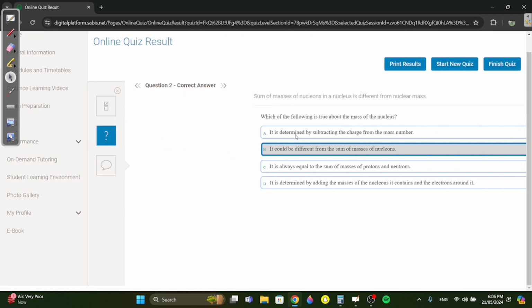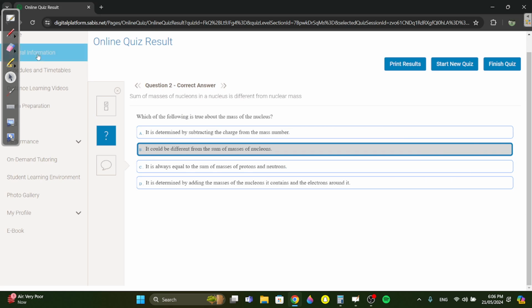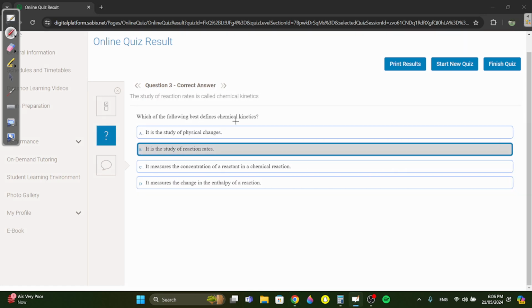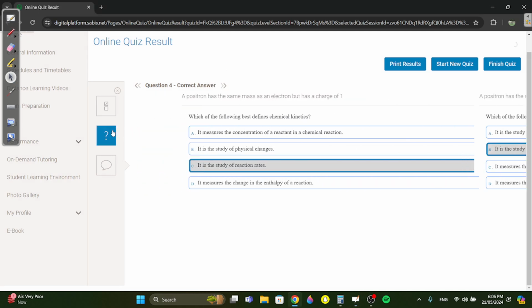Question two. What is true about the mass of the nucleus? Just memorize this, it was in the notes. The mass of the nucleus sometimes could be different from the sum of the mass of the nucleons. Just memorize this, I guess. Question three. What is chemical kinetics? It's the study of reaction rates. Very easy.